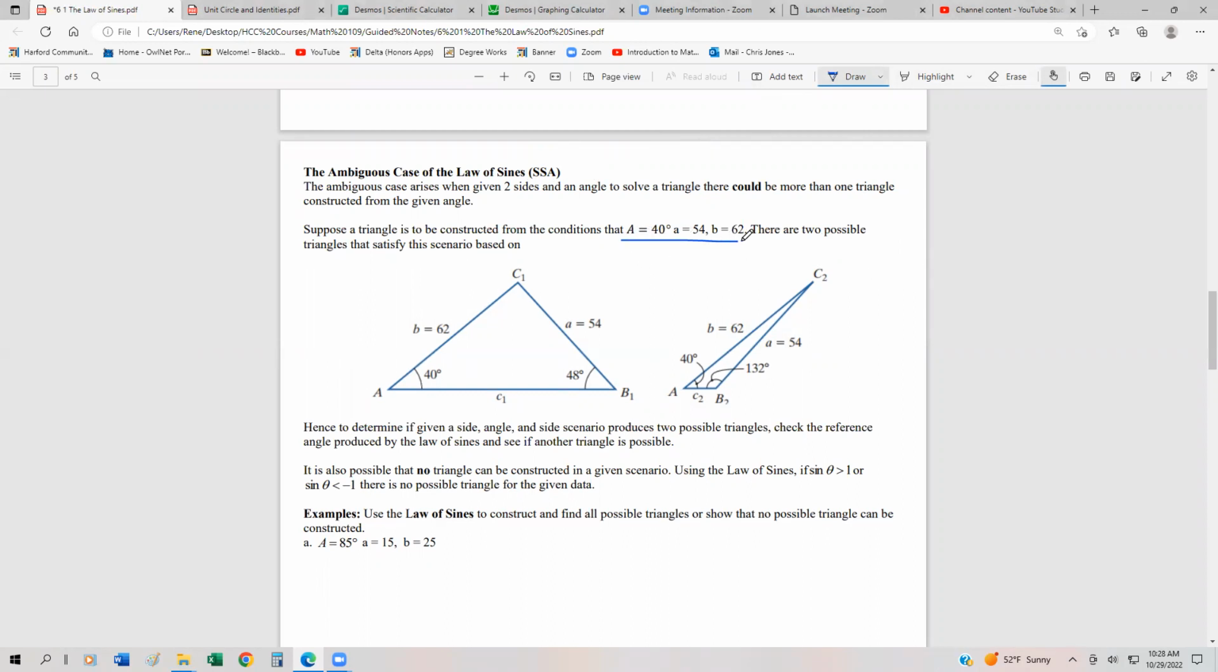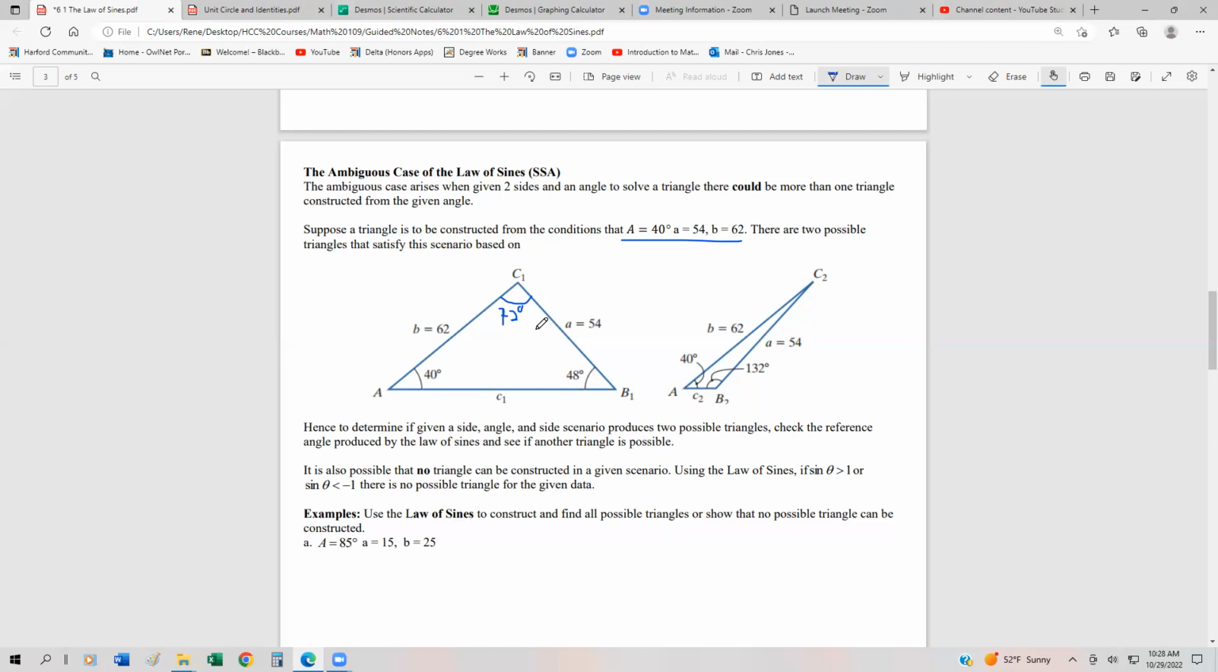Suppose we have these conditions: A is equal to 40 degrees, side a is 54, side b is 62. There are two possible triangles for this. If we were to go through and try to find this missing angle right here, for C1, given these conditions, one set would be 40 plus 48, and that would be 88. And if we subtract 88 from 180, that should be 72 degrees.